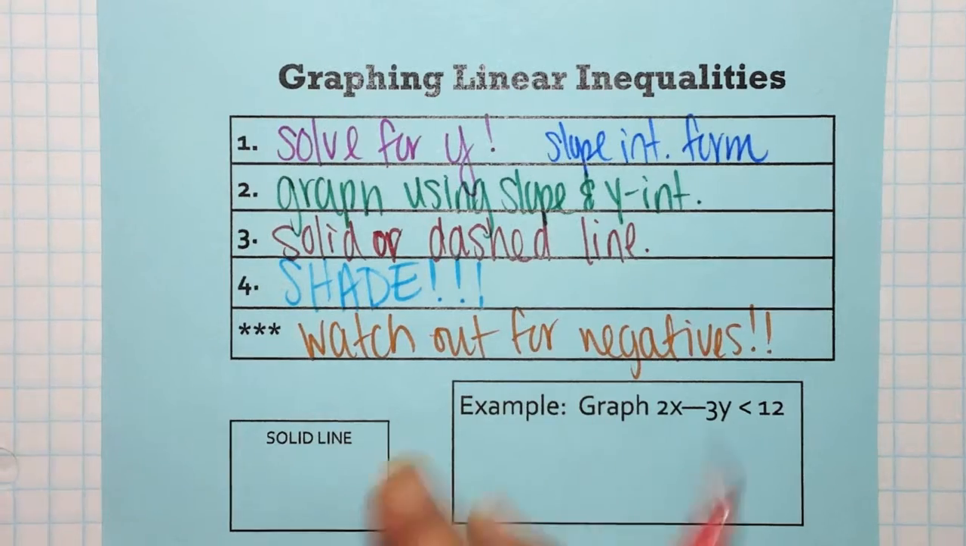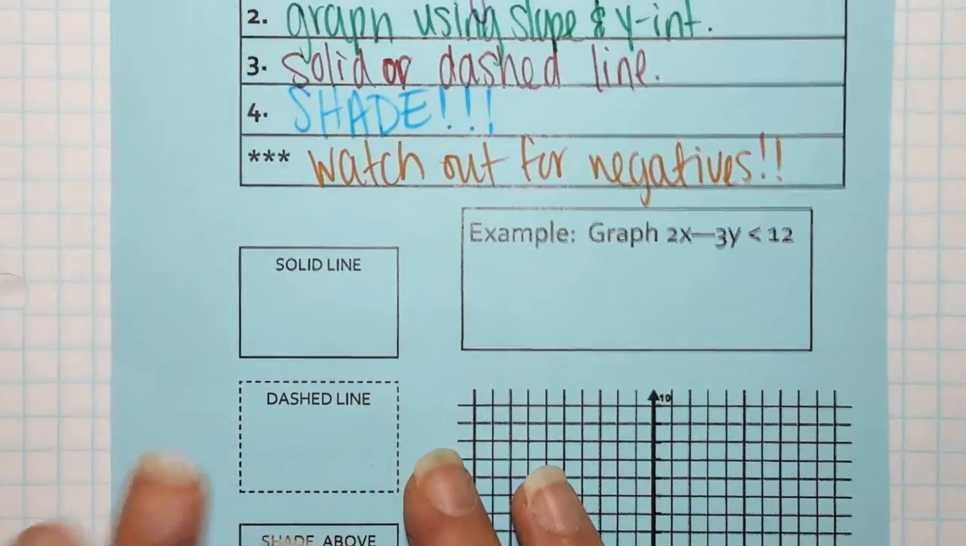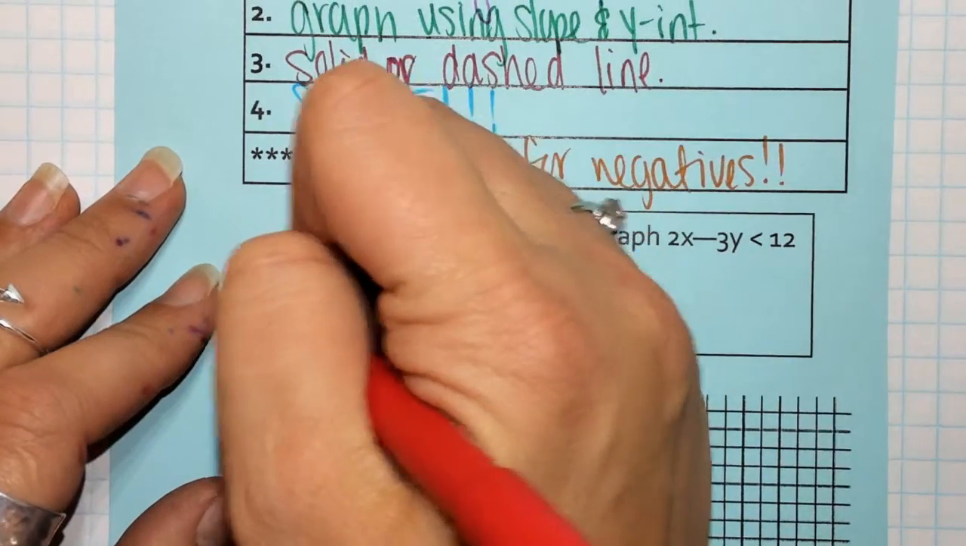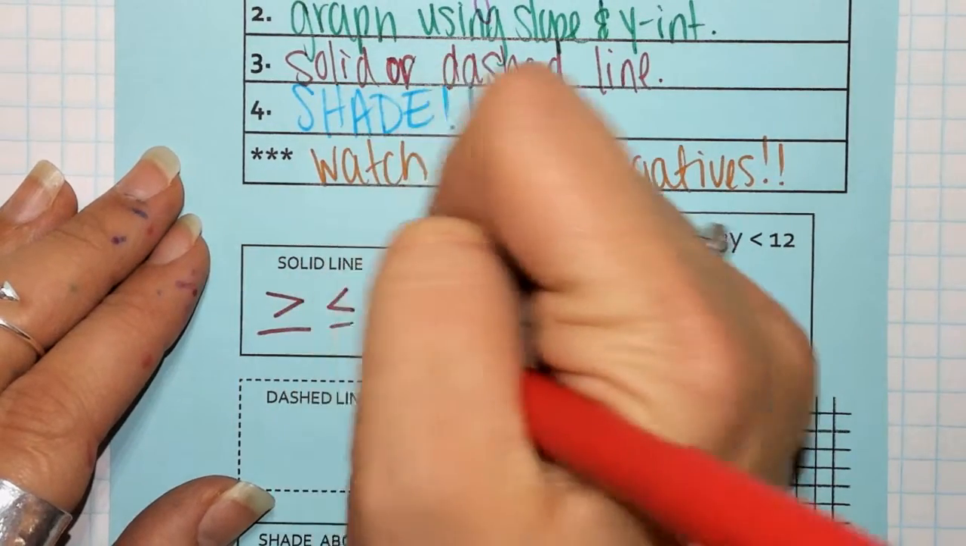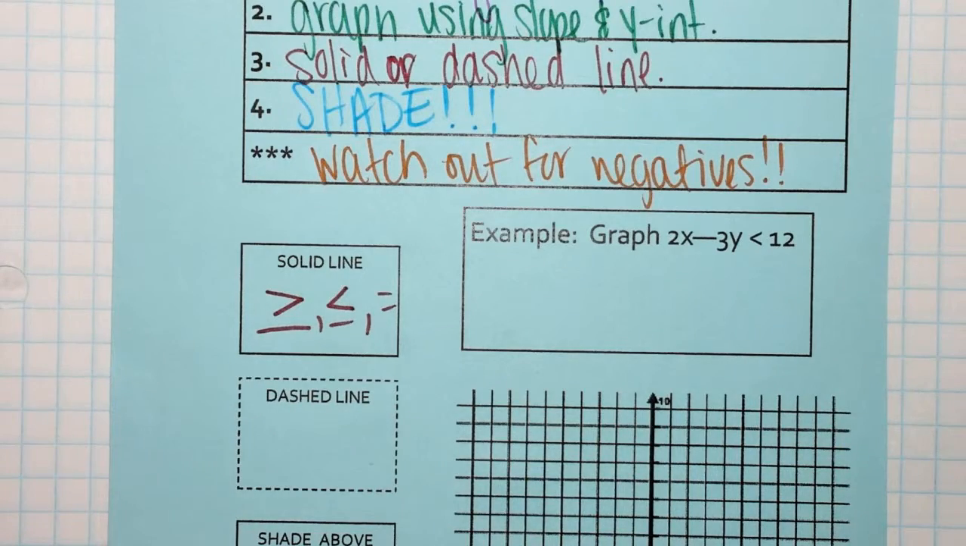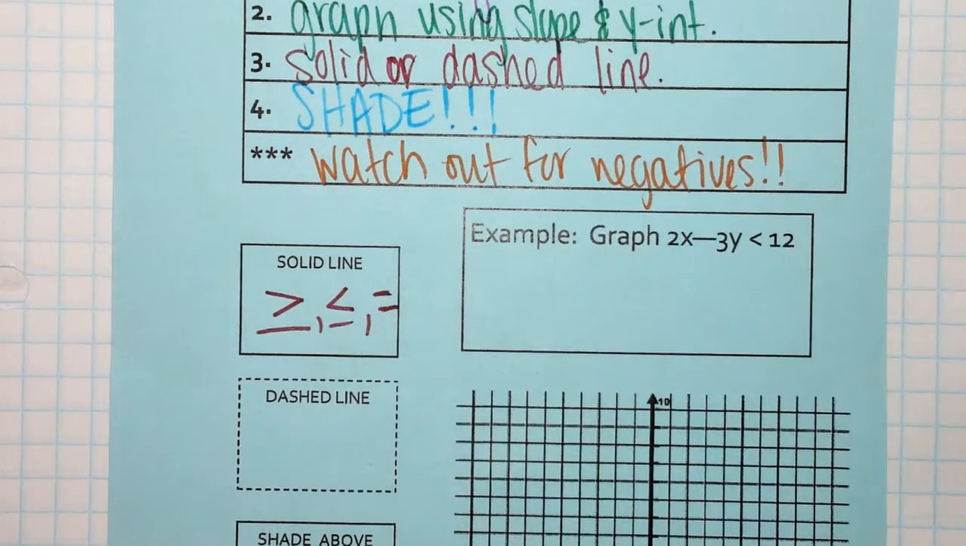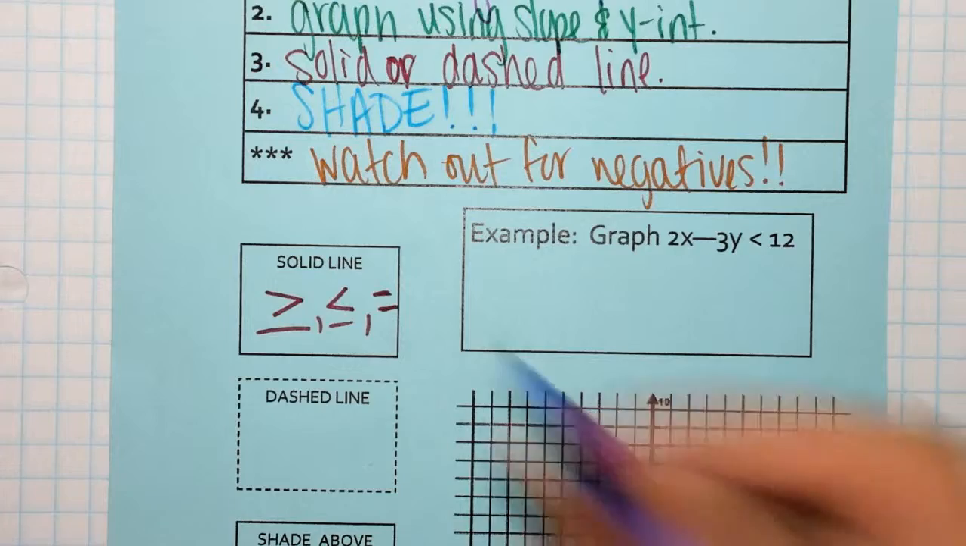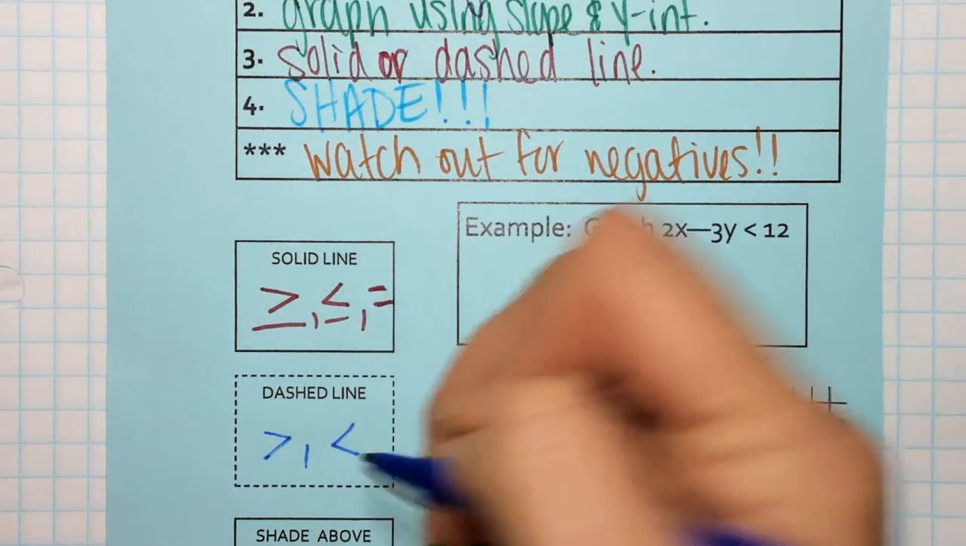Okay, so you use a solid line when you're graphing when it is greater than or equal to, or less than or equal to. That is when you use a solid line. So when would you use a dashed line? When there's no line under it. So when it's greater than or less than.